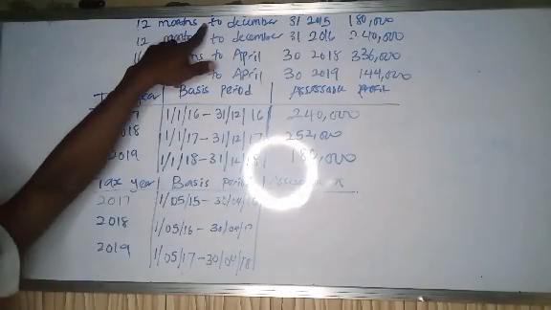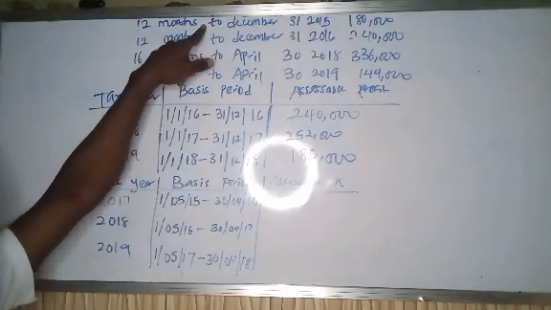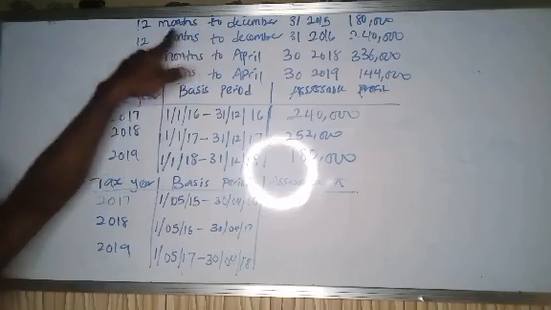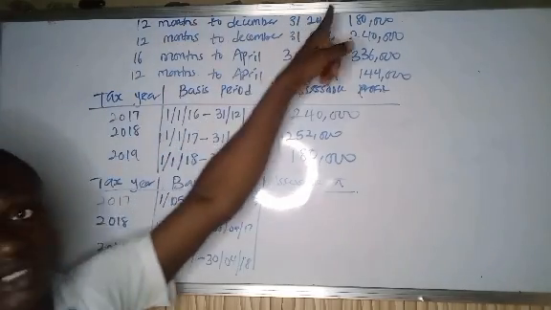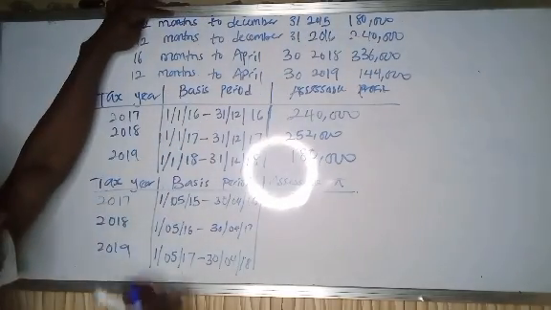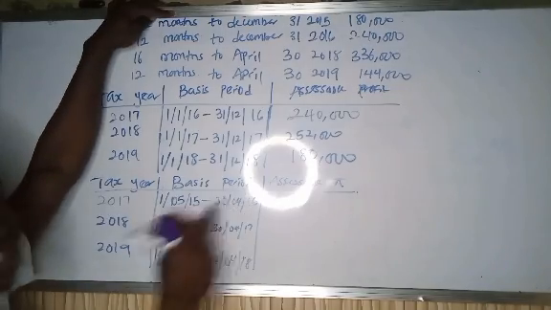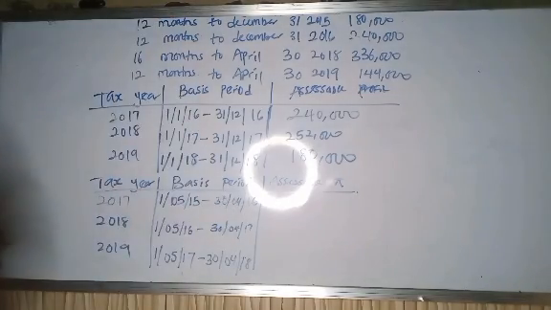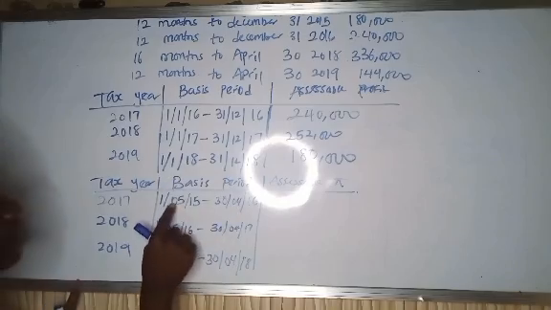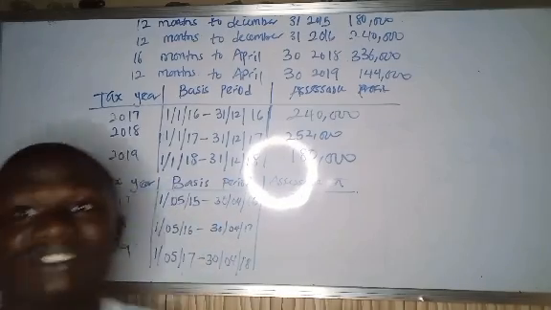1st of May 2015 falls here, of course, because this is 12 months to December 31st, 2015. So 1st of May is here. 1st of May 2015 to 30th of April 2016. So the first thing I need to do is let me first remove from 1st of May 2015 to December.